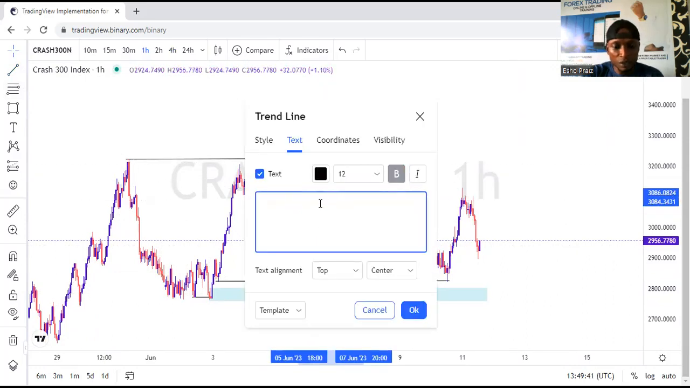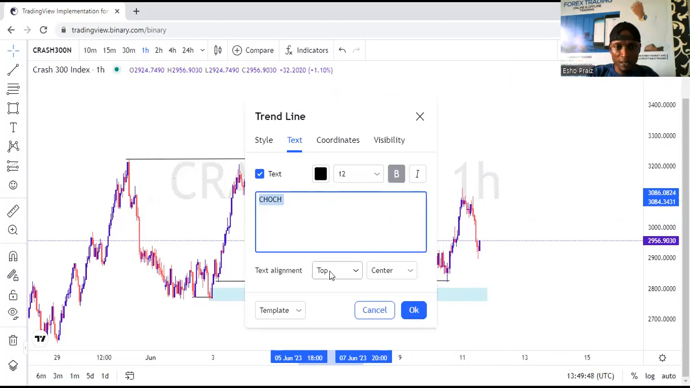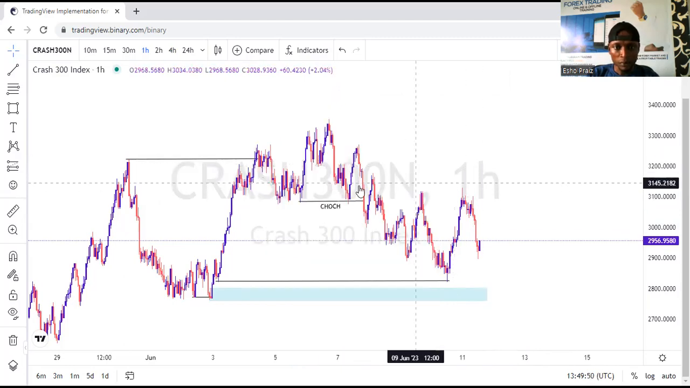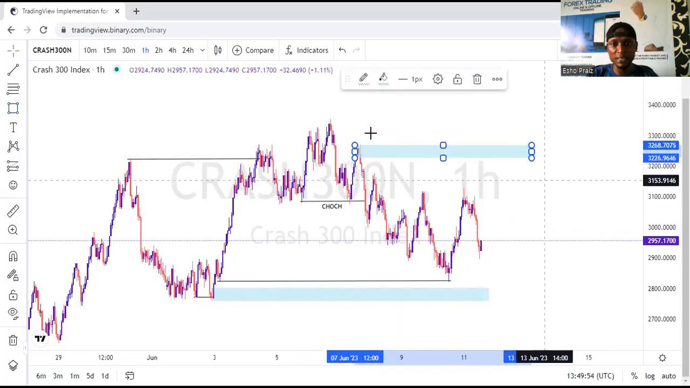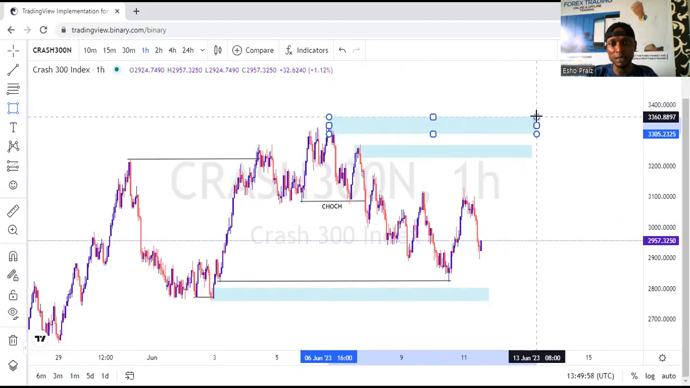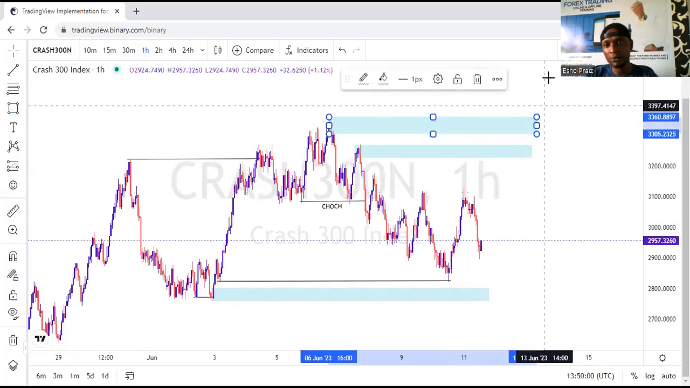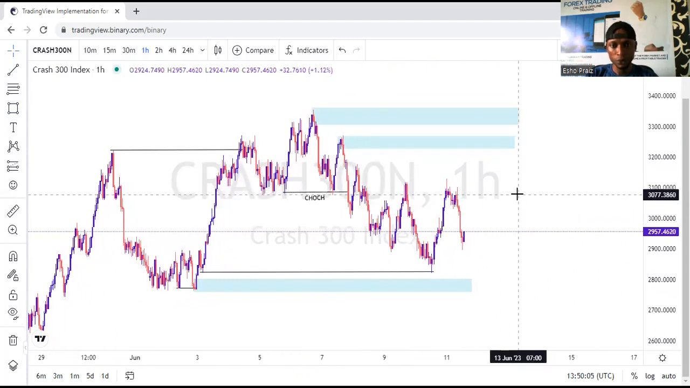Okay, let's say change of character, CHoCH, you understand? That's our change of character, because I'm expecting the market to come to either this place, if I see the Falcon setup, or this place, before we go short again, before the market will push up. So now look at this one. Look at it very well.